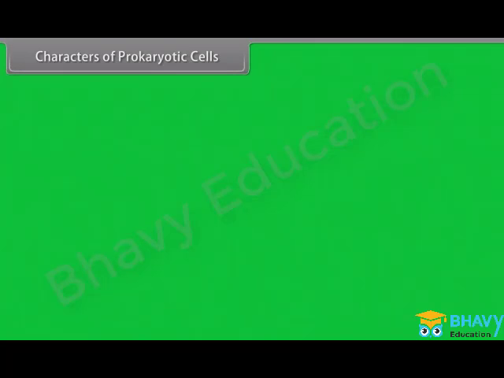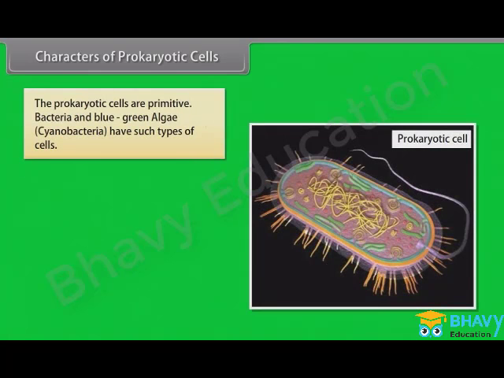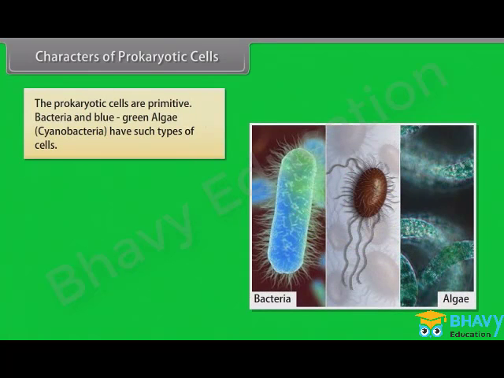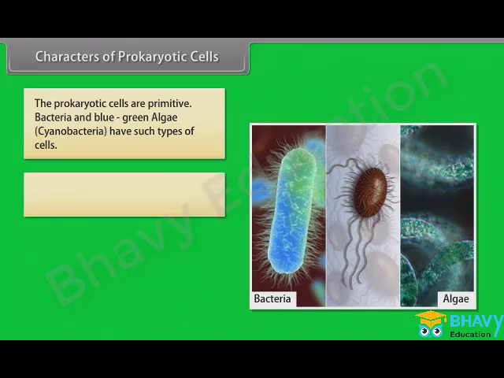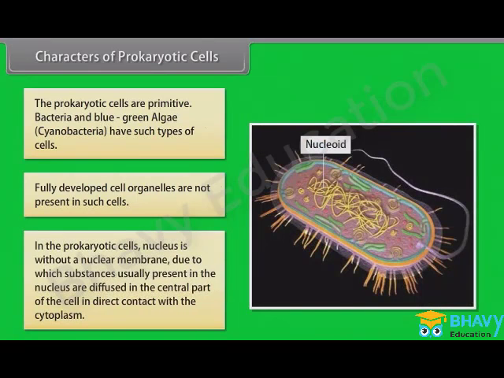Characters of prokaryotic cells. The prokaryotic cells are primitive. Bacteria and blue-green algae, that is, cyanobacteria, have such types of cells. The nucleus is not fully developed. Cell organelles are not present in such cells. In the prokaryotic cells, nucleus is without a nuclear membrane, due to which substances usually present in the nucleus are diffused in the central part of the cell in direct contact with the cytoplasm.